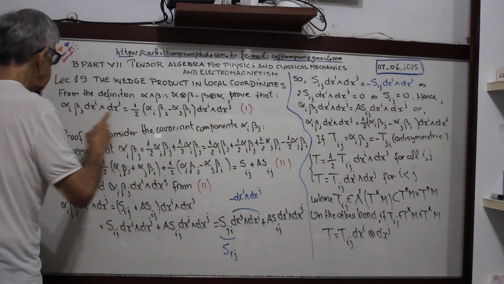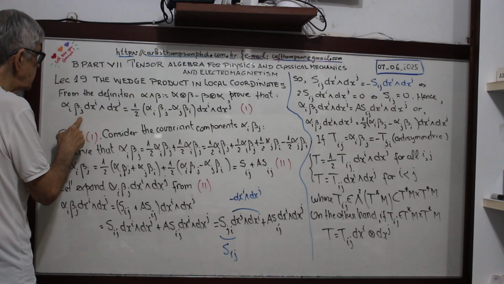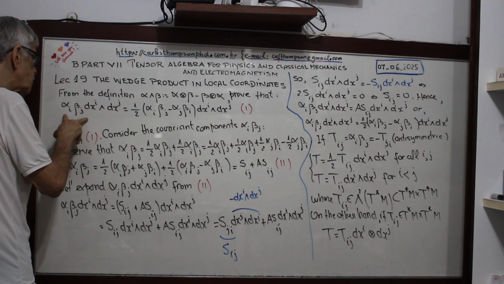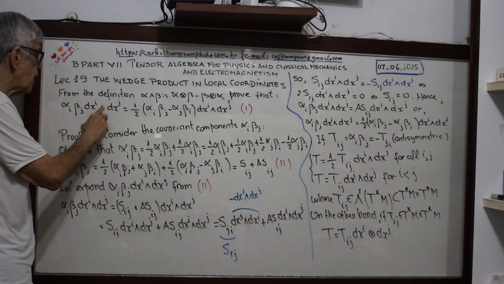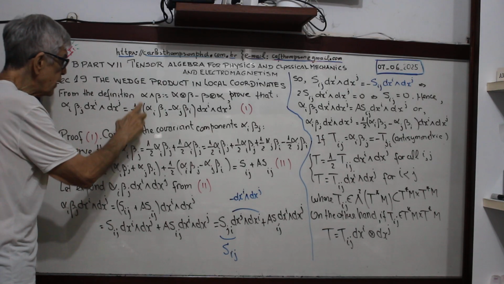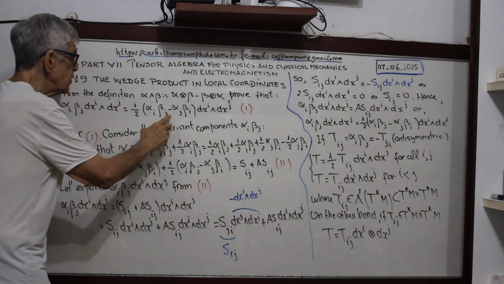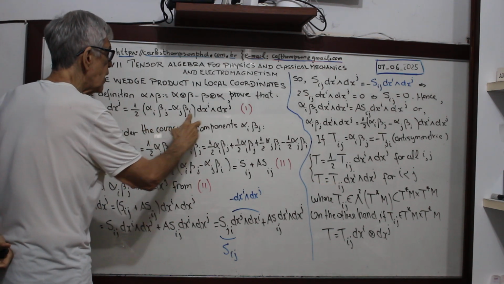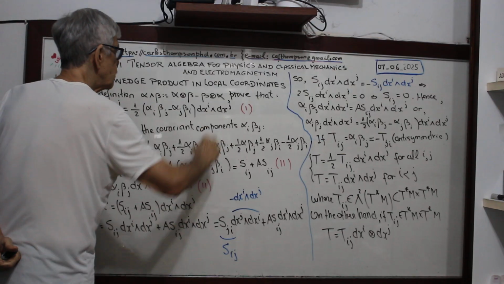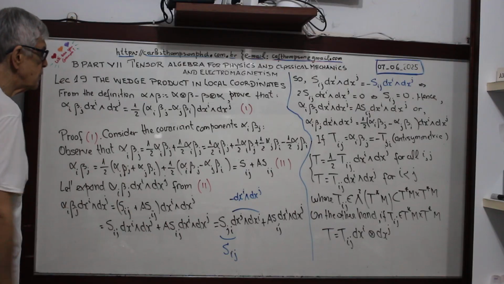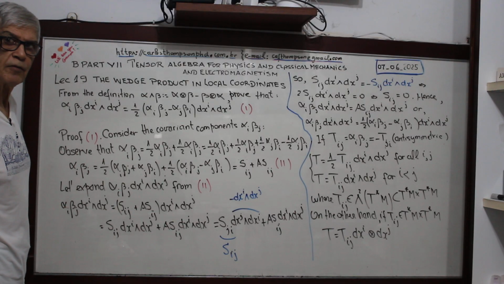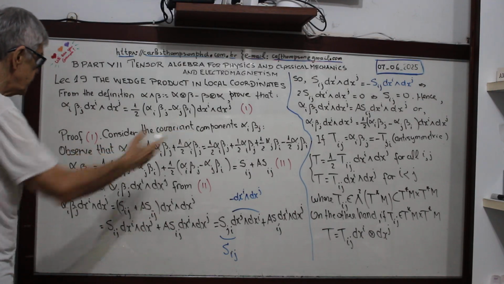Let's prove that alpha_i beta_j, these are covariant components belonging to the cotangent space, gives alpha wedge beta equals 1/2 (alpha_i beta_j minus alpha_j beta_i) dx^i wedge dx^j. I want to prove that. This 1/2 is an important factor.